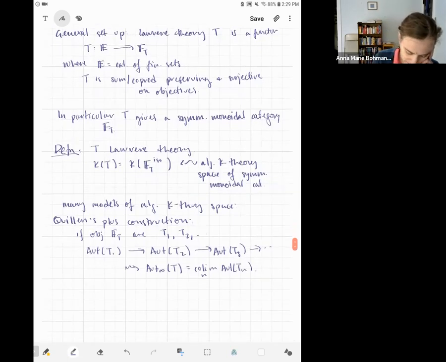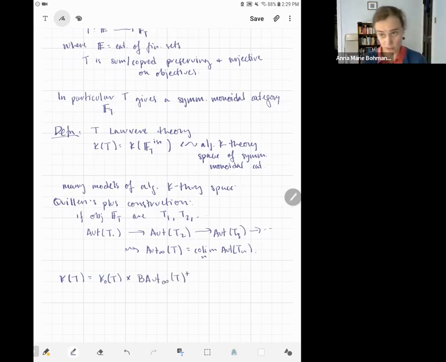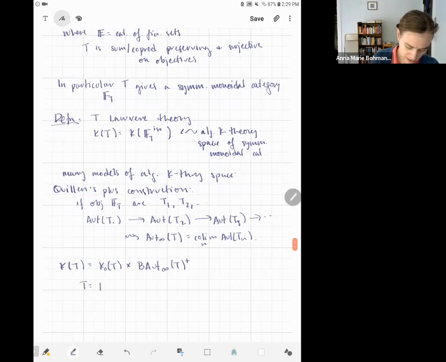Then we can show that the higher K-theory space of T is the K0 of T, as a set, crossed with the classifying space of the infinite automorphism group of T, but with Quillen's plus construction. This is the standard thing. In the case where T is the theory of R-modules, you're looking at GL infinity of R, and this is the classic Quillen K-theory. So this is Quillen's classic definition.